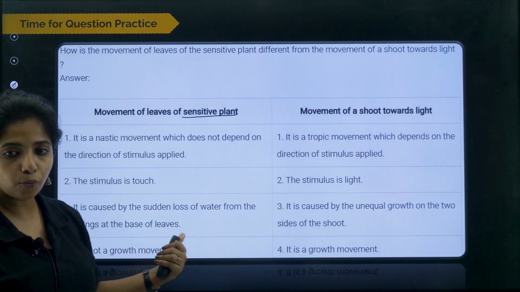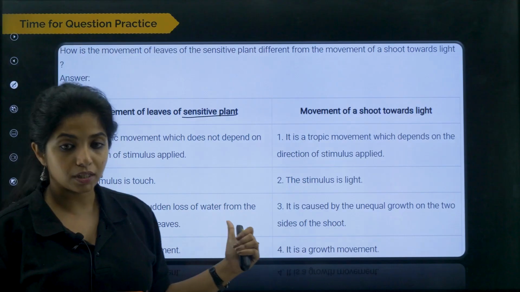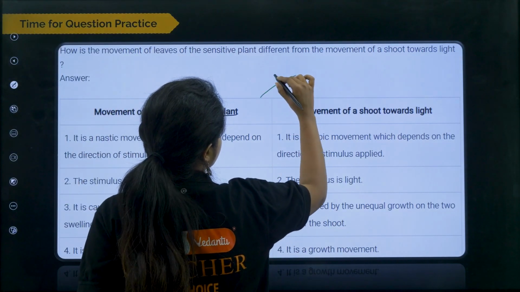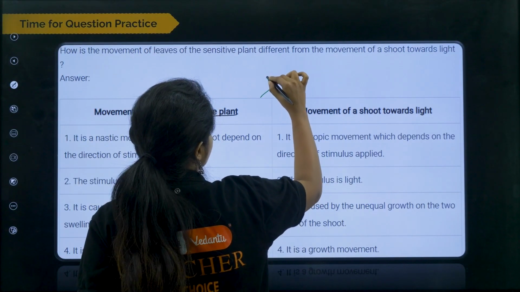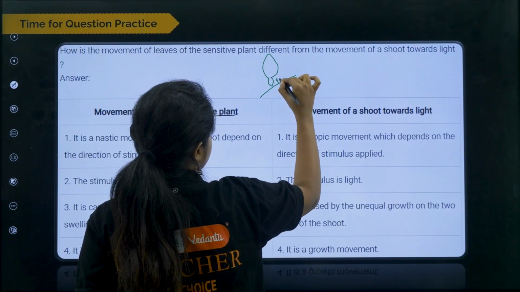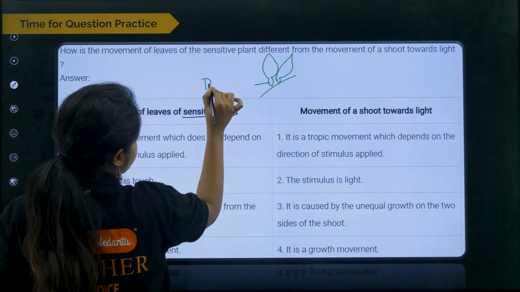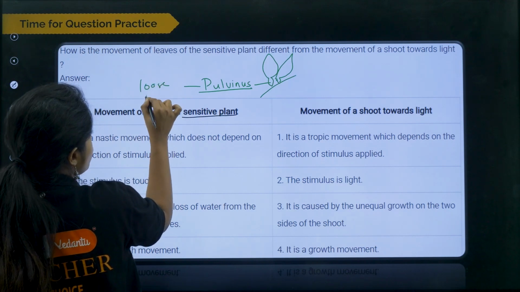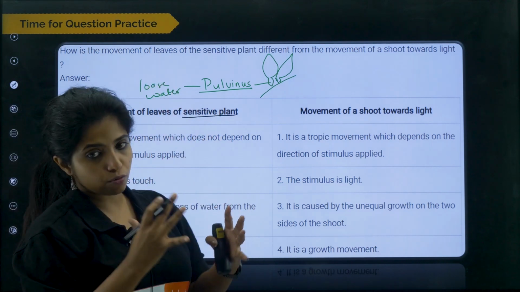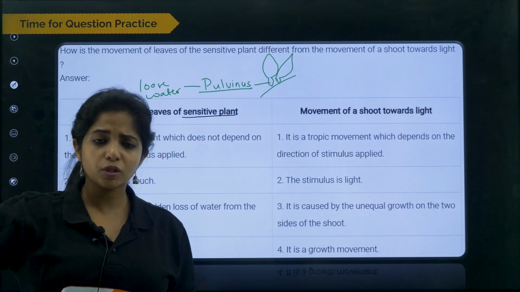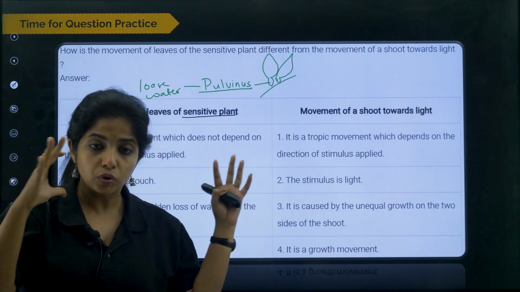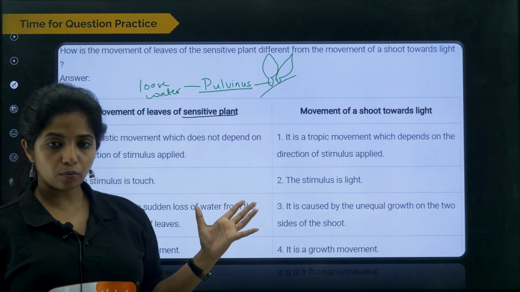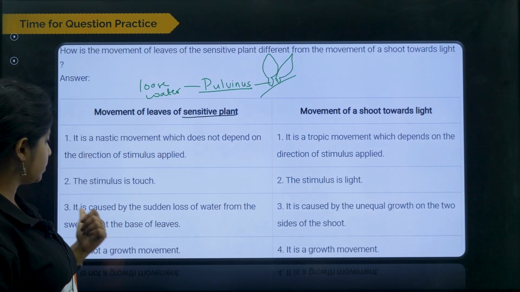Okay. How does it cause? It is caused by sudden loss of water from the swellings at the base of the leaves. This thing I have not taught, but in the case of the leaves of touch me not plant, they have very small structures which you call as pulvinus. And when pulvinus lose water, that is when the leaves close. And how do they lose water? Because of the receptors getting activated and the hormones being released, it is losing water, which is when it slowly closes up. And when it gains water, the leaves will open up. So it is caused by the sudden loss of water from the swellings on the base of the leaves.